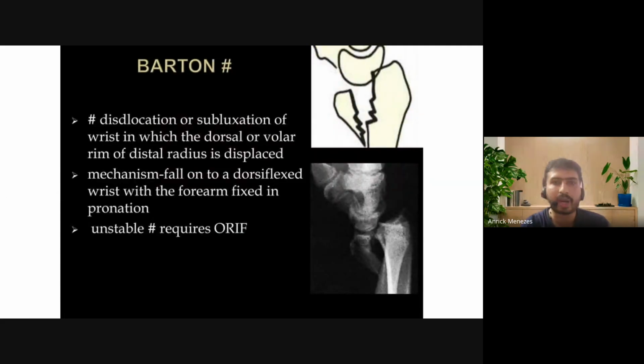Next we have Barton's fracture, a dislocation or subluxation of the wrist in which the dorsal or volar rim of the distal radius is displaced. Mechanism: fall on a dorsiflexed wrist with the forearm fixed in pronation. It is an unstable fracture and requires open reduction and internal fixation.